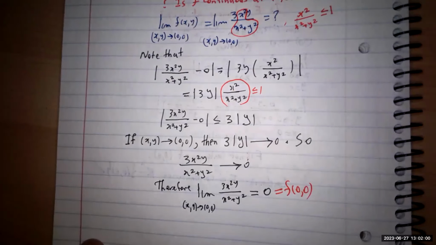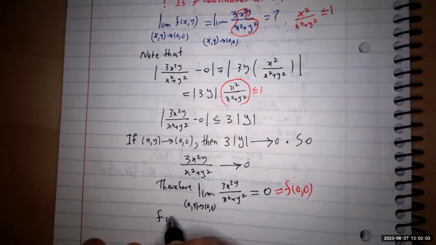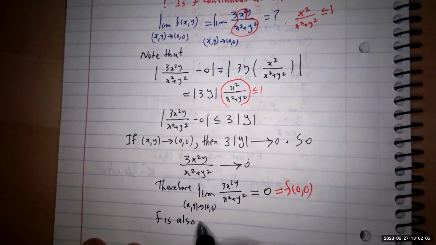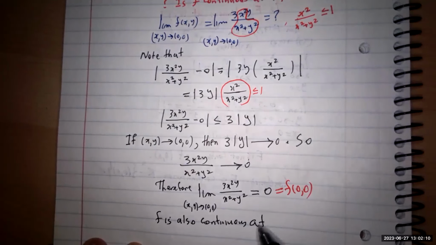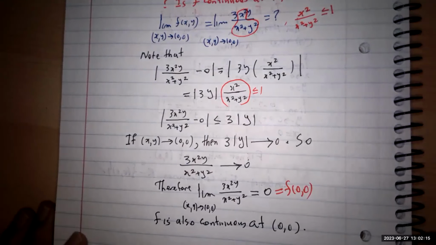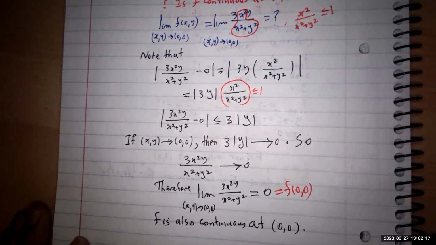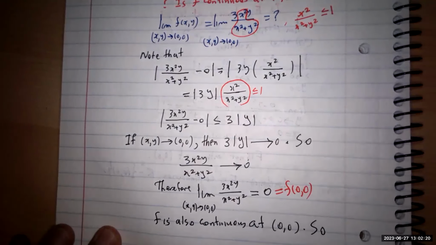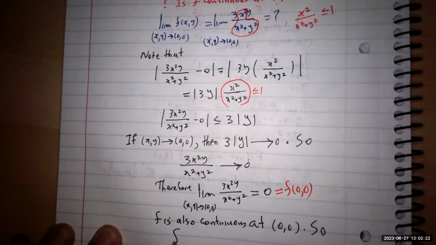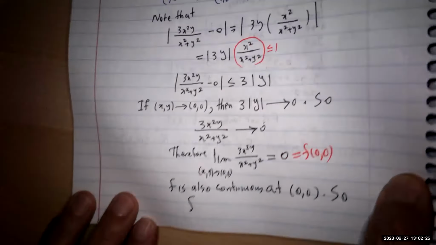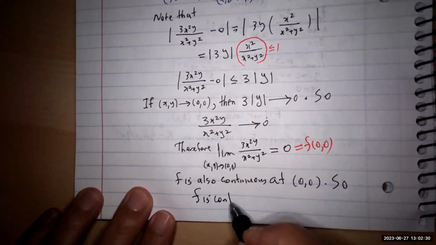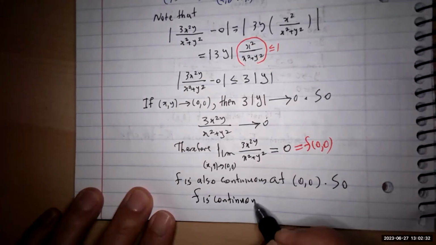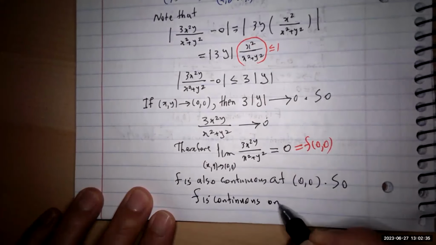So this means f is also continuous at 0, 0. So it's continuous at the partition point as well, so it's continuous everywhere. The conclusion is that f is continuous everywhere on R2. F is continuous on R2.